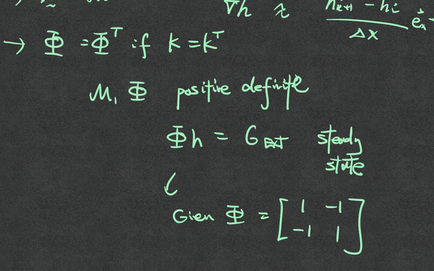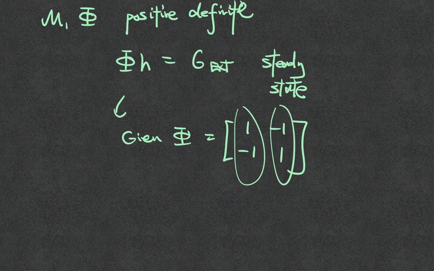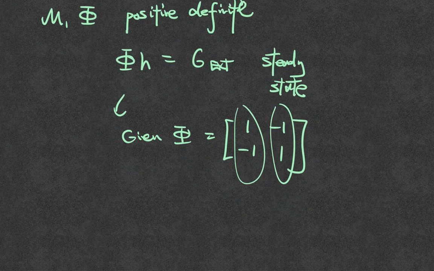Yeah, okay, very good. Why is that? Because if I look at these two columns and I add a minus and multiply by minus one, they become identical. So this matrix only has rank one, even though it's a 2x2 matrix. Very good.